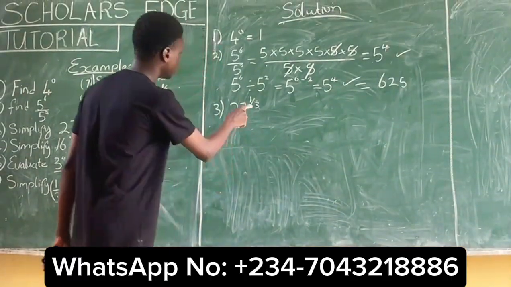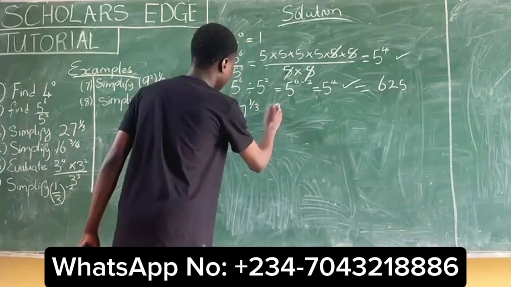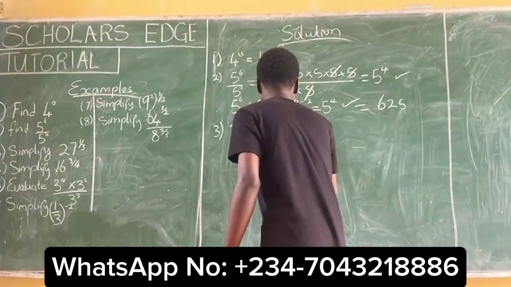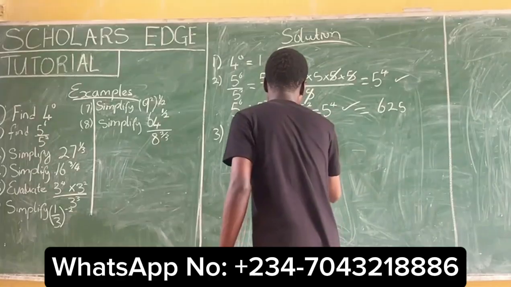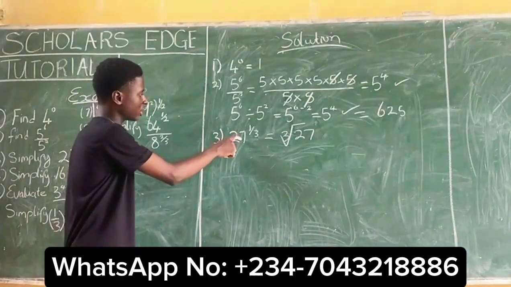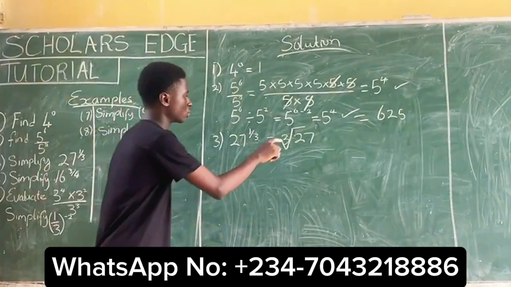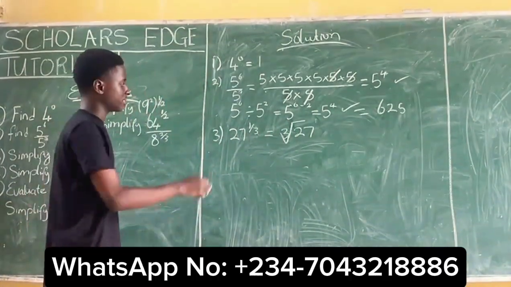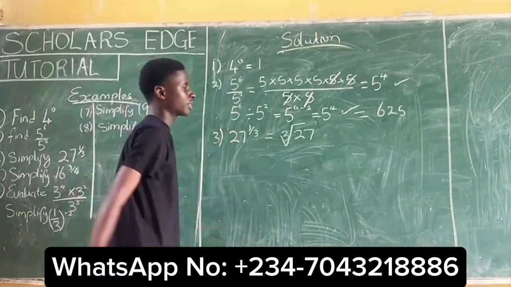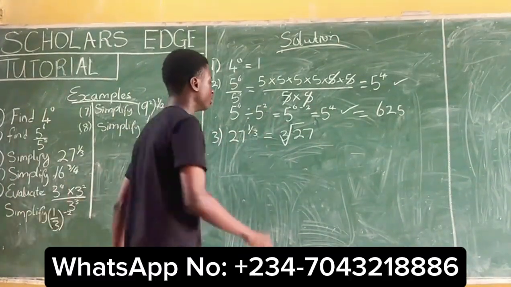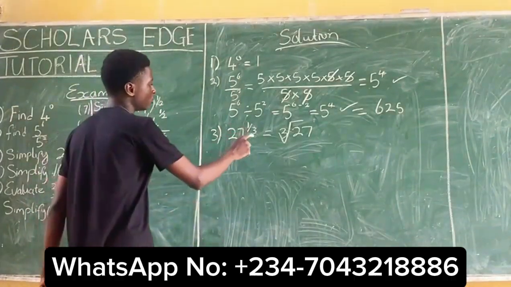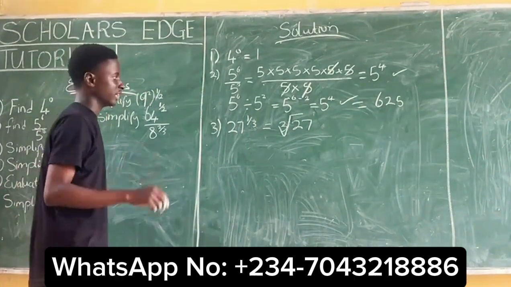Meaning that if I'm to rewrite this, I will rewrite this as the cube root of 27. Assuming this was 27 to the power of 1 over 2, this would be the square root of 27. But the fact that the denominator is 3, it is the cube root. If the denominator was 4, it would be the 4th root. If it was 5, it would be the 5th root, just like that.